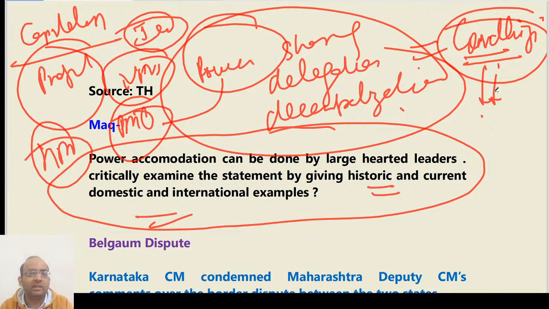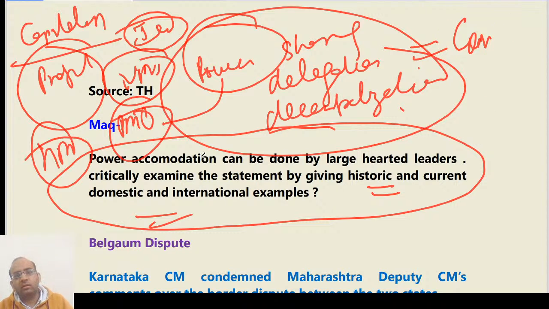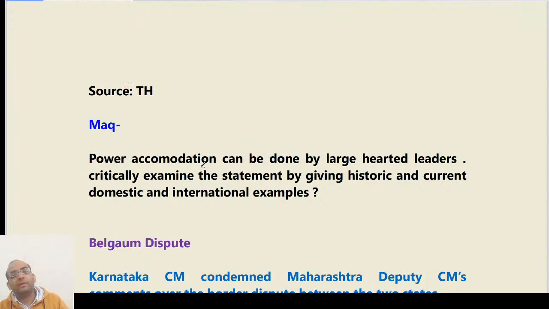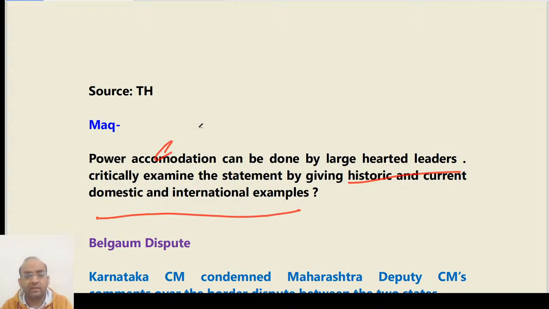But he had groomed such leaders. That's why they were able to take the command of the country when the time came. So power sharing, delegation, decentralization is the hallmark of a large-hearted statesman leader. Just like P.V. Narasimha Rao, who brought the 73rd constitutional amendment, decentralized power to local bodies. So by giving historic and current domestic and international examples, you have to write this answer.